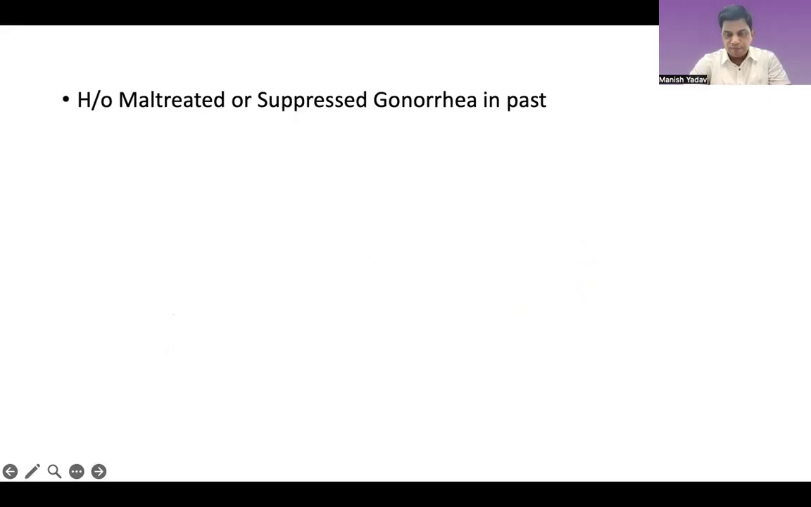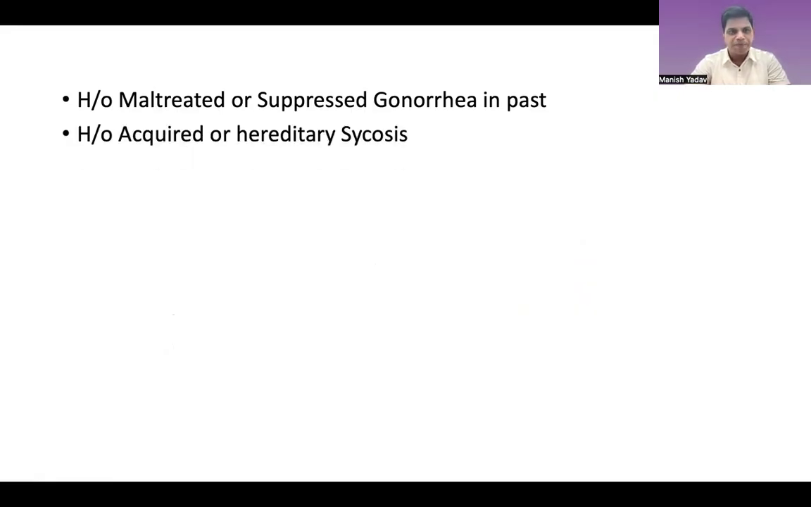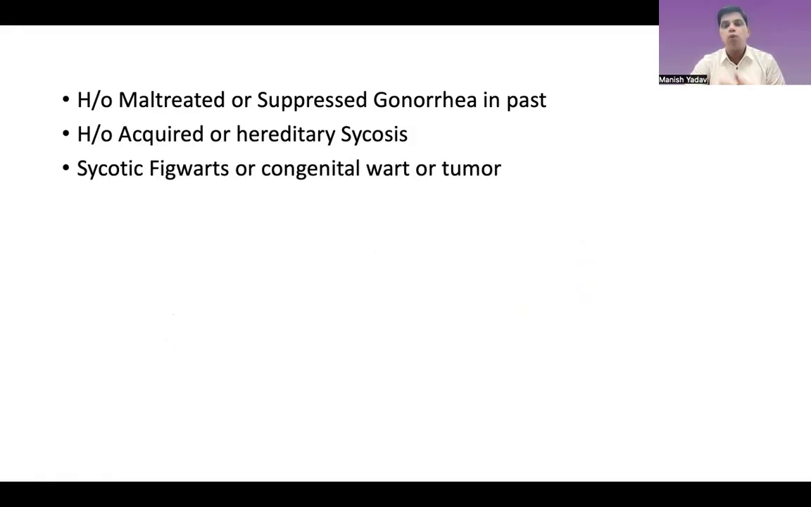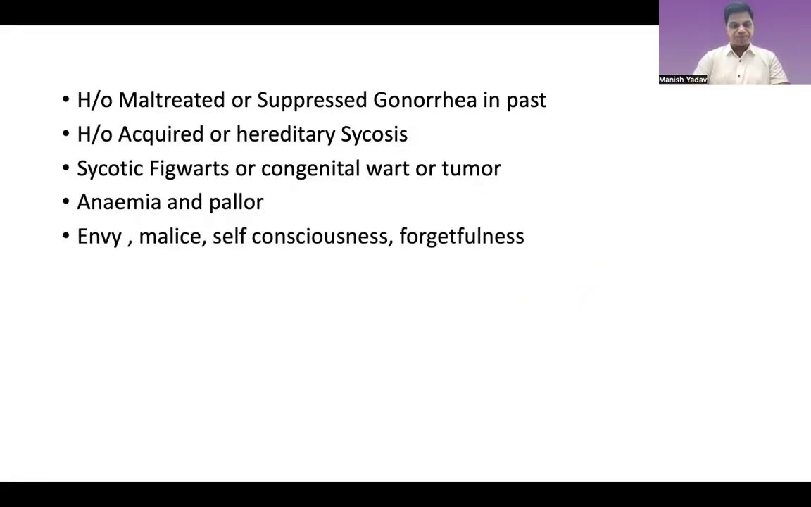So starting, maltreated or suppressed gonorrhea in past. So history of, for that you have to trace the family history and especially the past history you have to trace. Acquired or hereditary psychosis, we already talked about. Psychotic fig wart or genital wart or a tumor. This is the sphere of action of psychosis as we know in children. Anemia and pallor, now we know nutritional deficiency.